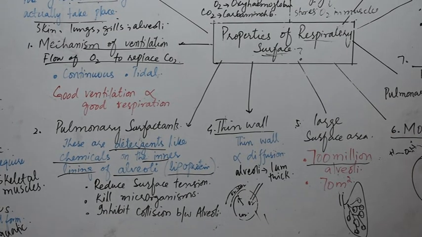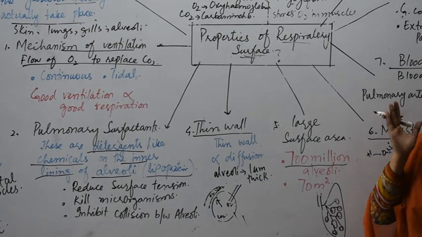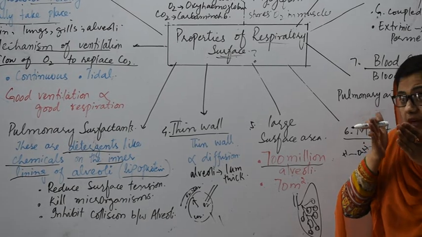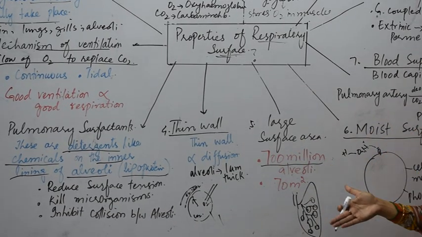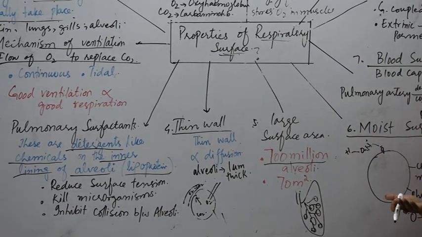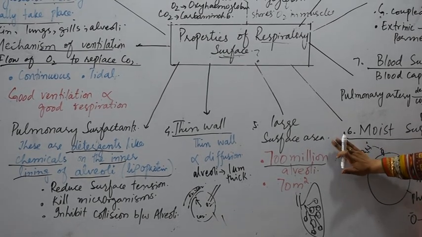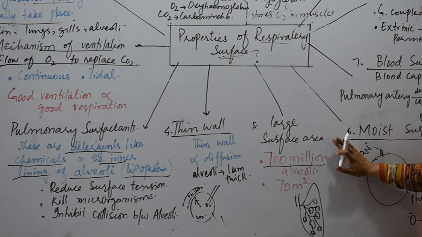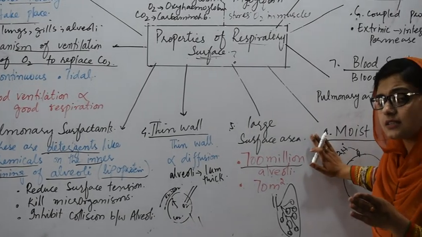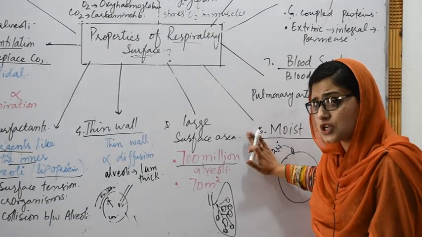If the surface is gaining much area, then it means proper diffusion can take place. So its surface area should be large. Like we read that in the small intestine there are villi, and villi increase the surface area for the maximum absorption of the food.